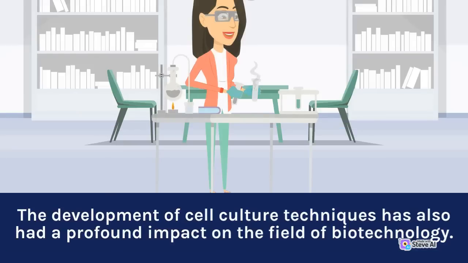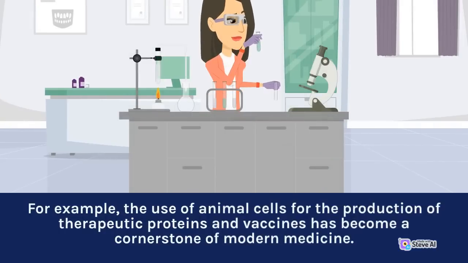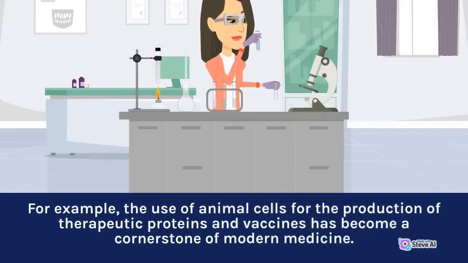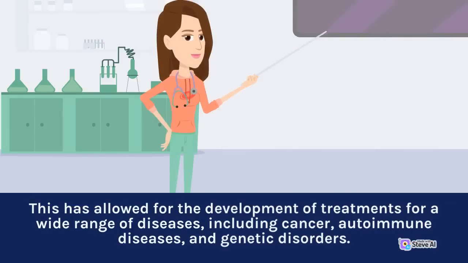The development of cell culture techniques has also had a profound impact on the field of biotechnology. For example, the use of animal cells for the production of therapeutic proteins and vaccines has become a cornerstone of modern medicine. This has allowed for the development of treatments for a wide range of diseases, including cancer, autoimmune diseases, and genetic disorders.